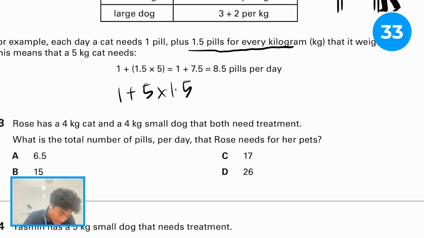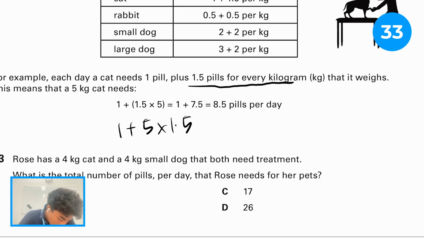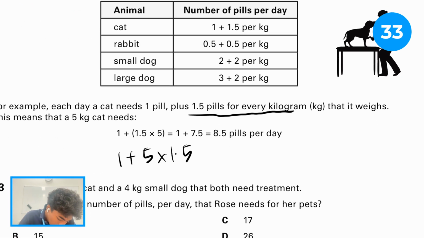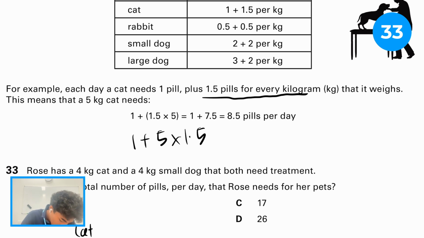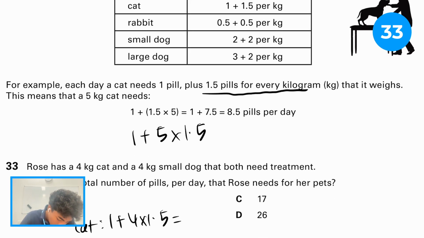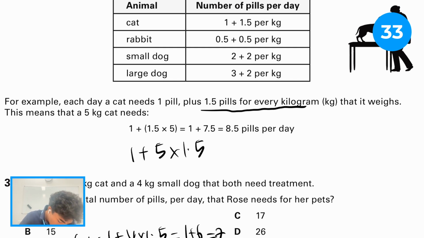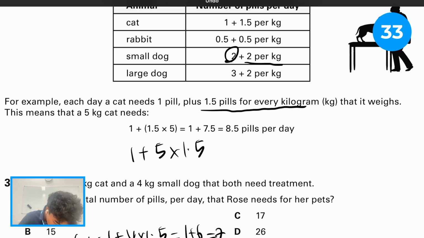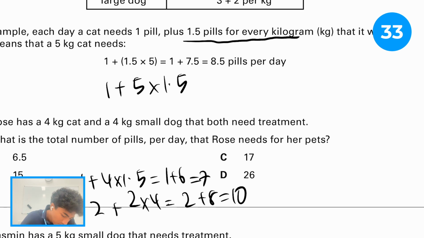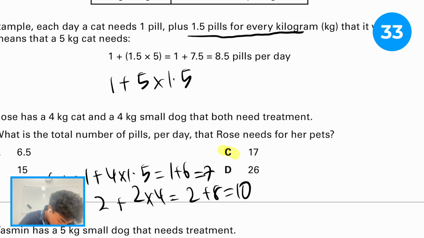So Rose has a 4 kilo cat and a 4 kilo small dog, right? So let's look. The cat will require 1 plus 4 times 1.5, because it needs 1 pill no matter what, and 1.5 per kilo. That means this is 1 plus 6, so the cat needs 7 pills. Let's look at the dog. The dog needs 2 pills, and then 2 per kilogram. The dog weighs 4 kilograms, that's 2 plus 2 times 4. So you get 2 plus 8. So in the end, we get 10 pills for the dog, 7 pills for the cat. So in total, she needs 17.